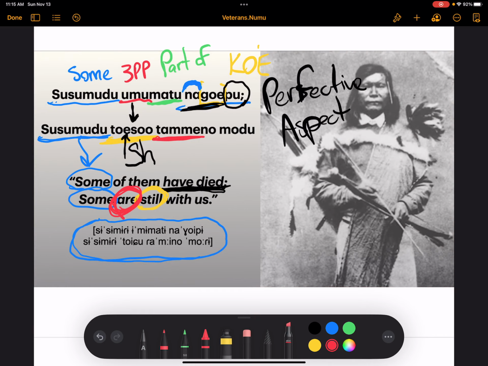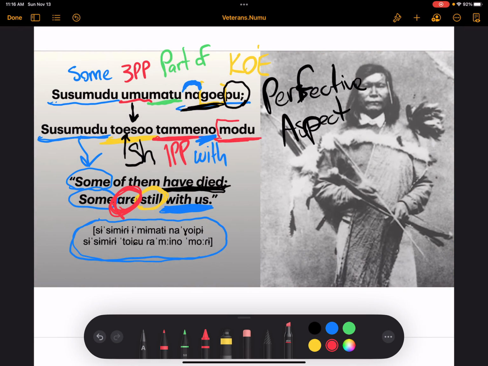This also was a word in the previous video. Tami is a first person plural pronoun that can mean either we or us. Well, how do we know which one it means here in this context? Let's look at the suffix: no. No means with. So do we say with we? No, that doesn't make sense. Rather, we say with us. So tamino means with us.